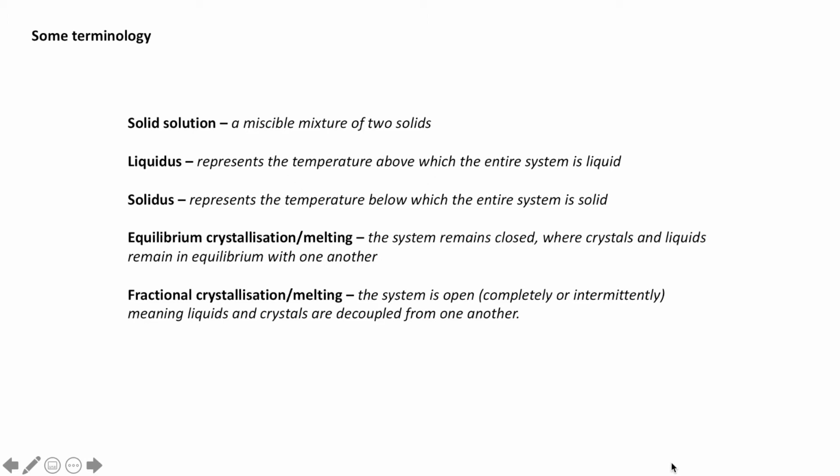Now, fractional crystallization, for example, can be complete or intermittent. So in complete fractional crystallization, crystals are removed the second that they're formed from the liquid, and then they evolve separately. Whereas in intermittent, we crystallize a few, say, olivine grains, for example, and then we remove them. We then crystallize some more olivine grains, then we remove them. Rather than that instantaneous removal, we essentially remove blocks of olivine in bulk.